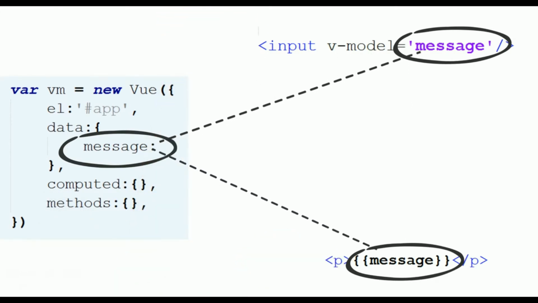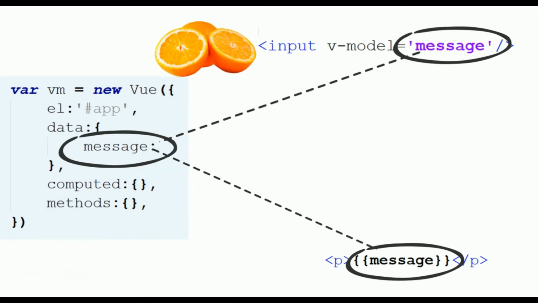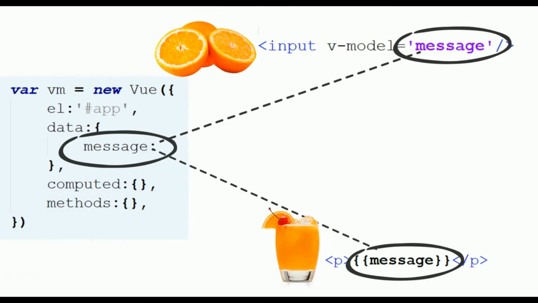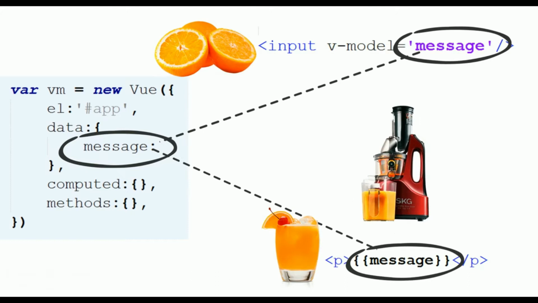What if we send an orange to the input tag but want to get a glass of orange juice in the p tag? In this case, we need a juicer. So, where should we put the juicer?